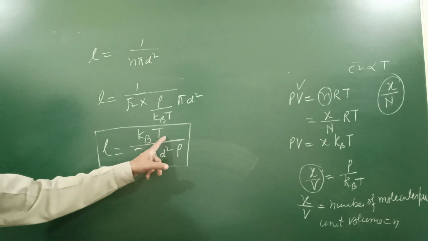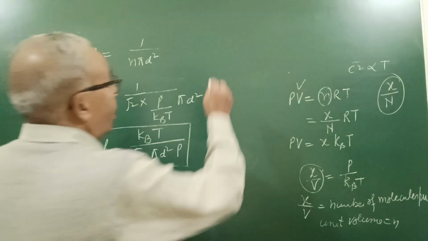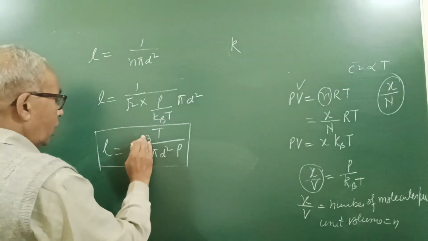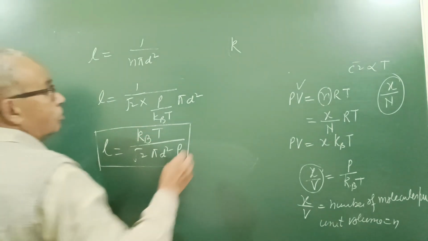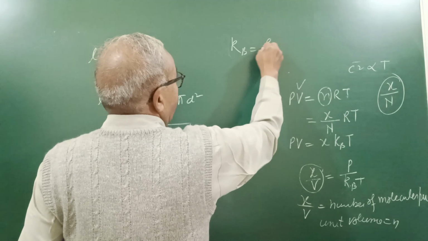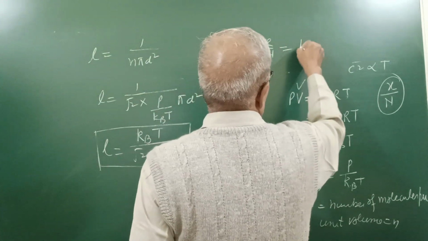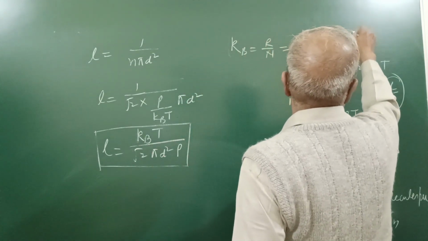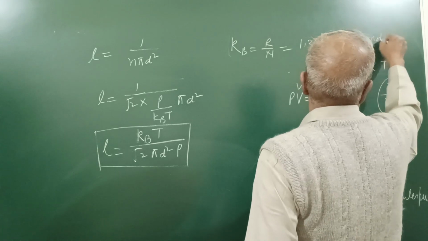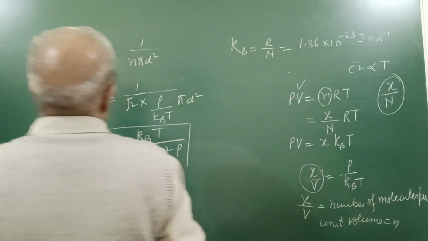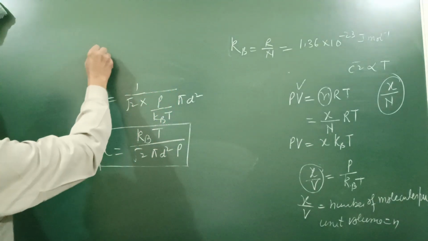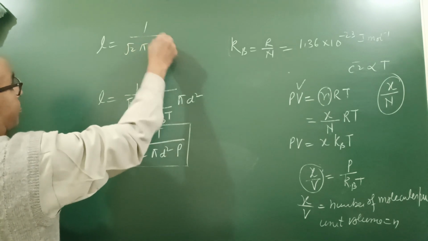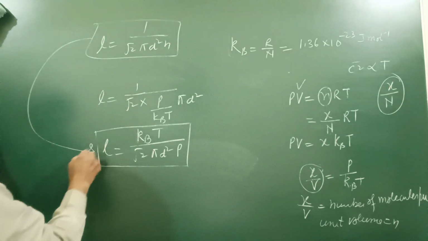P is pressure, T is absolute temperature, kB is the Boltzmann constant. I have told many times, what is kB? You have to write small k B, which is equal to R by N. Its value is 1.38 into 10 to the power minus 23 joule per kelvin. So basically we have got two formulas for L. One is 1 upon root 2 pi d square n, and another is this.